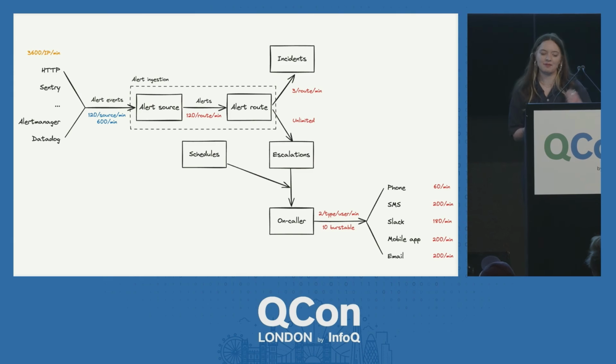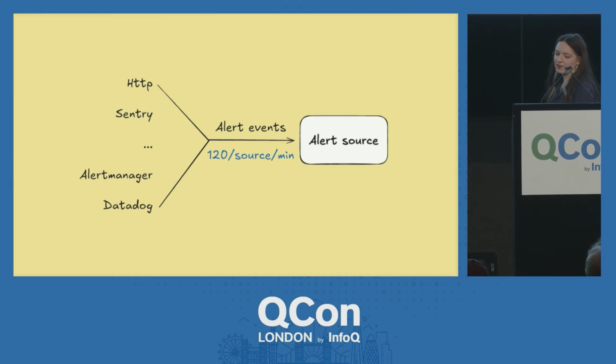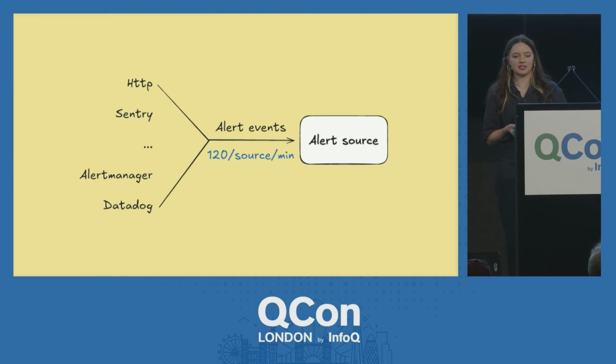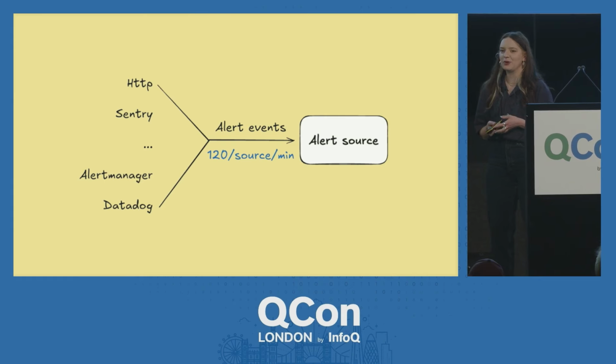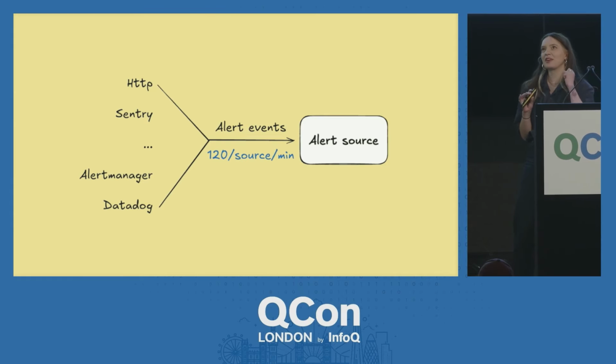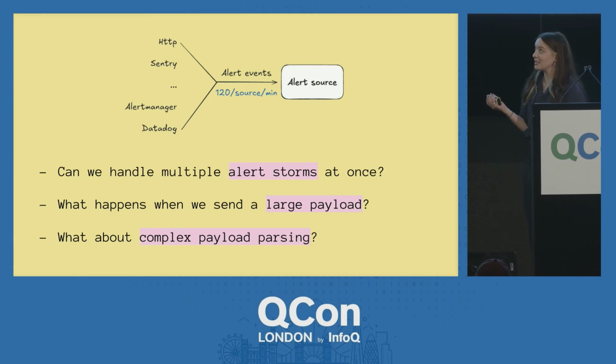So back to predicting, we need to take each box on this diagram and think of all of the ways that it could possibly experience strain. So if we zoom in on alert ingestion, we need to write down predictions or questions about our alert ingestion flow. And these shouldn't be things that are testable with unit or integration tests. We want to think of real load that our system would experience in the wild. So end-to-end system behavior.